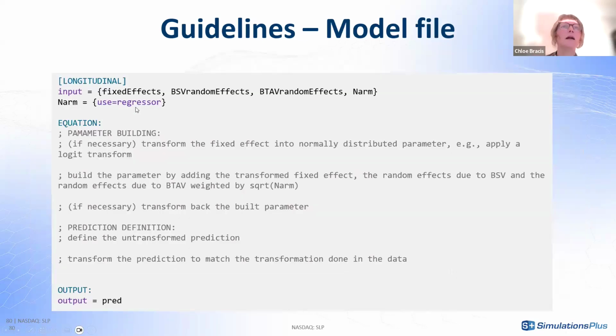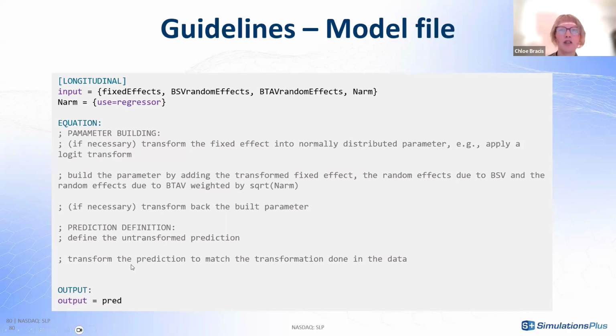Next, for our model file, this is where we're going to do the building of the parameter. We're going to separate it into the fixed effects and then the random effects due to between study variability and between treatment arm variability. And if we're going to be weighting by an arm, we're going to read that in as a regressor. And that's where we're going to be doing any transformation necessary so that the parameter is going to be normally distributed, because these two are normally distributed with mean zero and estimated variance parameters. We're going to build the parameter by adding them all together. If necessary, back transform.